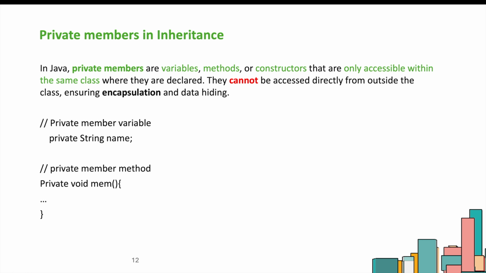Now look at private members accessibility in inheritance. A private variable or method has accessibility within the class only. If you define a variable as private, that variable is accessible only within the class. As well, if you define a method as private, you can access that method within the class only. Outside the class, those private members are not accessible.